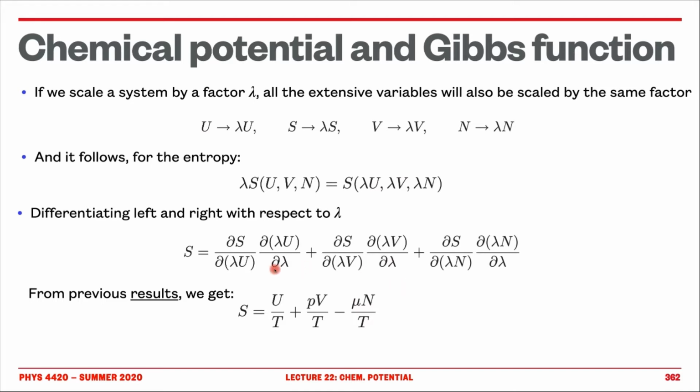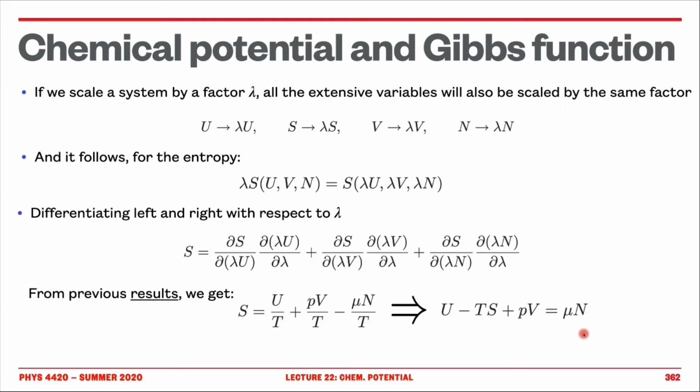Nice, and then we can also suppose that we can actually even make lambda equal to 1 at the end, but the point is, this is true for every lambda, and that gives me a new formulation for the entropy as a function of u, p, v, and mu n. So let's try to see where we can go from there.